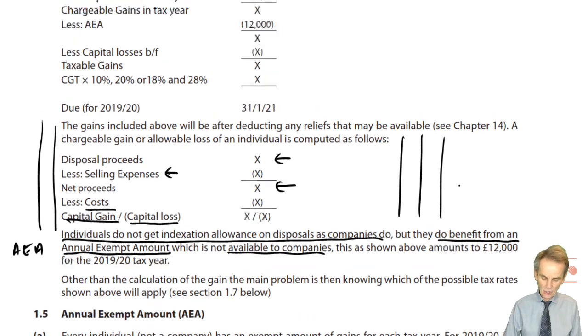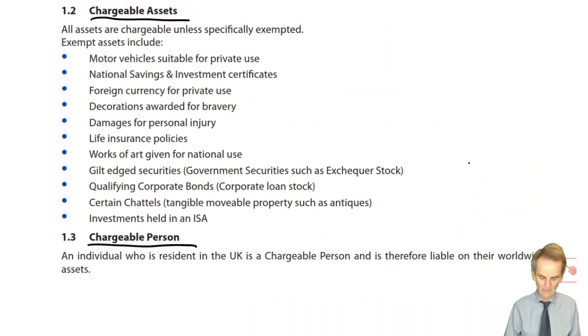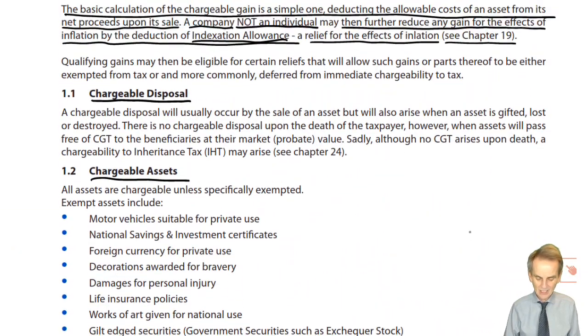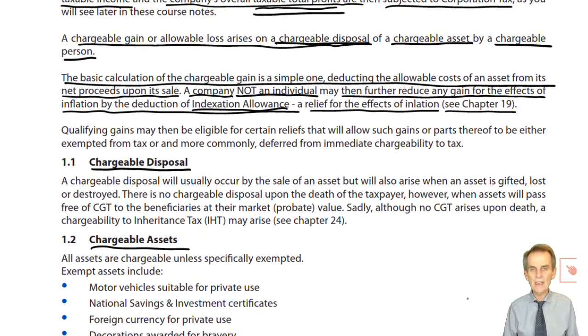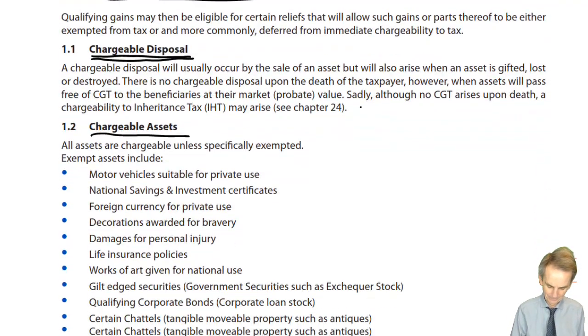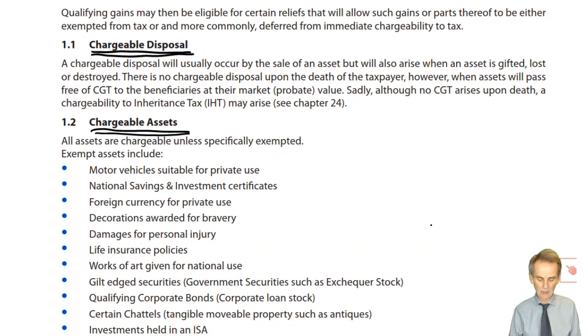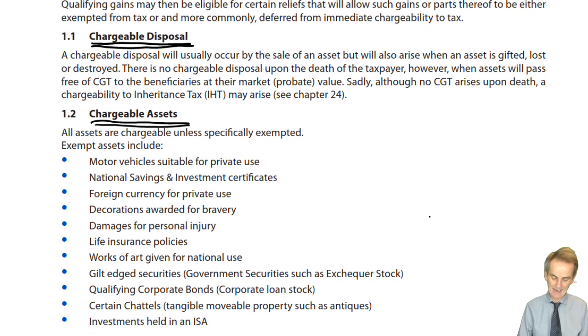Okay, let's go back to the first introductory page on CGT, where we defined what there needed to be for a chargeable gain to arise. There had to be a chargeable disposal of a chargeable asset by a chargeable person. Right, let's look at those terms now as they are defined here.